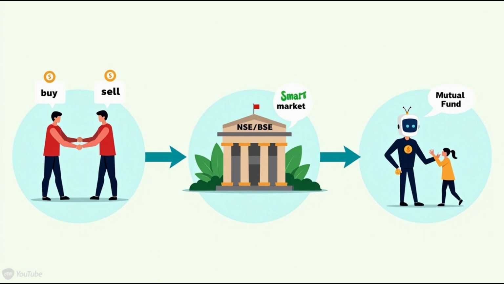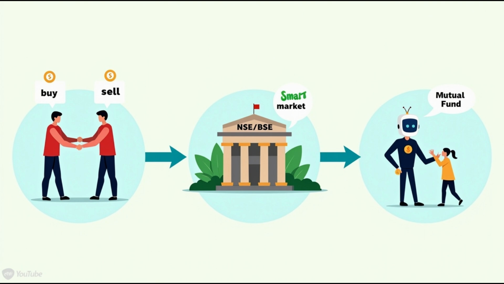Second, stock market. What it is. The stock market is the platform or place where the buying and selling of shares happens. Example, you use the NSE, National Stock Exchange, to buy Reliance shares. NSE is a stock market. It's the place where you trade.